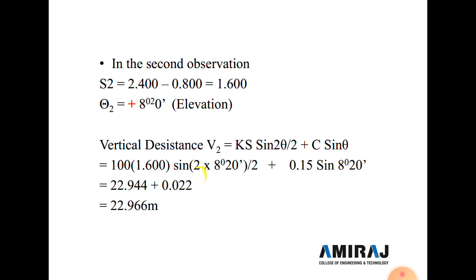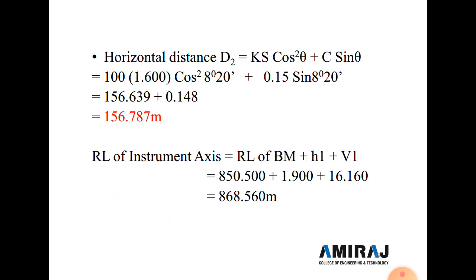sin 2 theta, where theta is 8 degree 20 minute, divided by 2, and c is equal to 0.15, that is the value of c, and sin theta is 8 degree 20 minute. So here, after solving, we find the value of 22.966 meter.